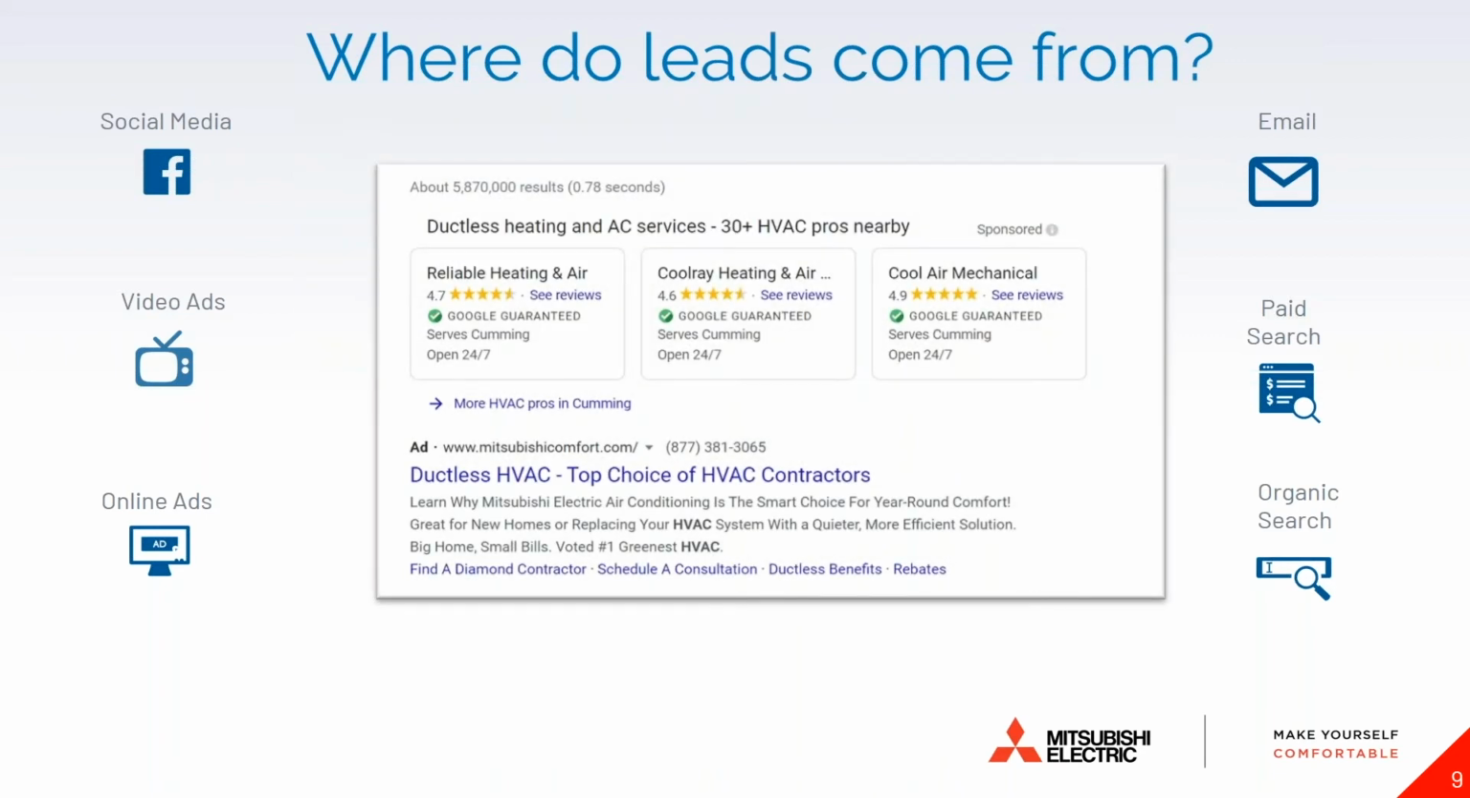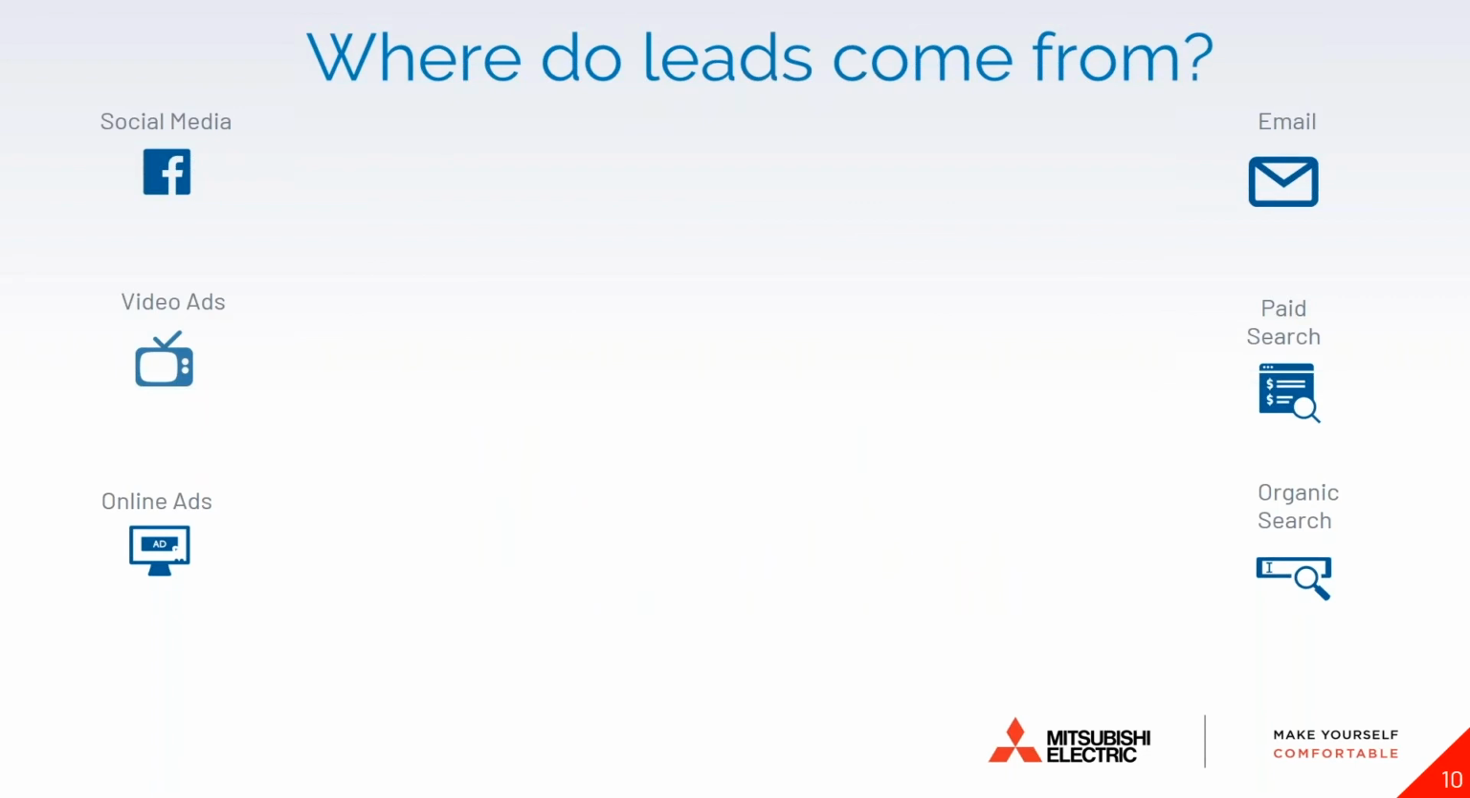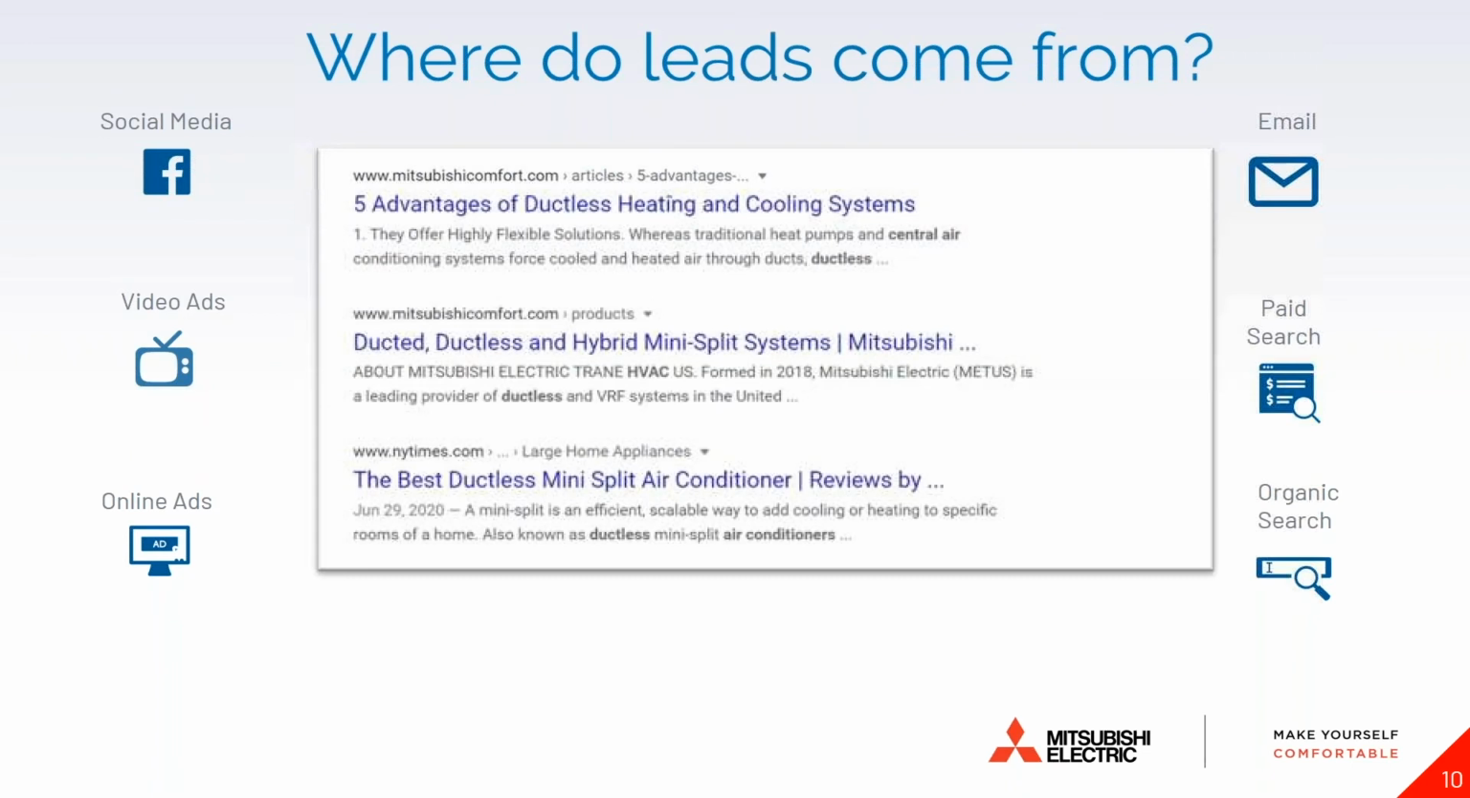The next type of media is paid search. So this is going to be your paid Google ads or paid Bing ads. You'll see it right below the Google guaranteed listings, our ad for MitsubishiComfort.com, Douglas HVAC, top choice of HVAC contractors. So these are ads that we actually pay for with Google, and we get them to show up in that top ads section.